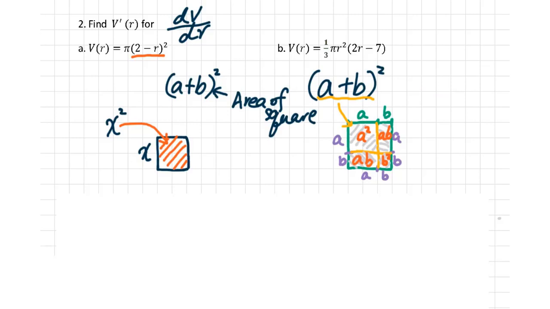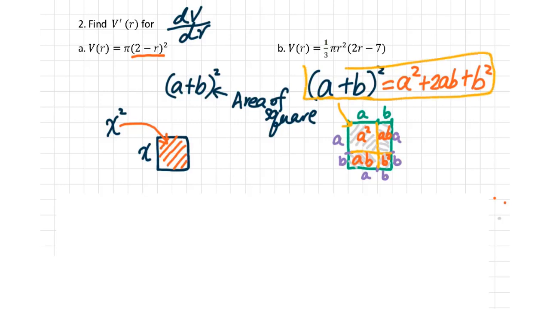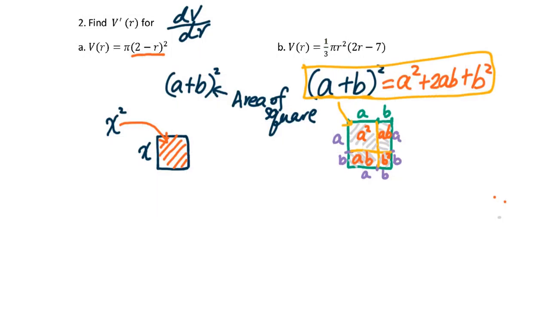Therefore, for A plus B squared, I just calculate the area inside. You could say A squared plus 2AB plus B squared. Remember this formula. It's very important. Later on, when you learn Pascal's triangle, you will get the same answer. But this time, I just use this geometry way to prove it.